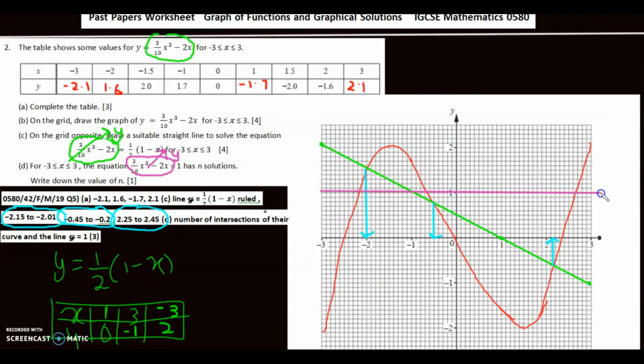So in how many places is this purple line cutting the red line? It's cutting at 3 points: 1, 2, 3. So it will have 3 solutions. So the answer for the last part is simply 3.